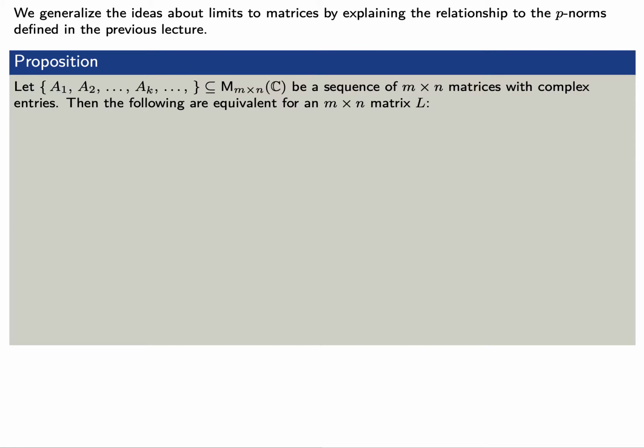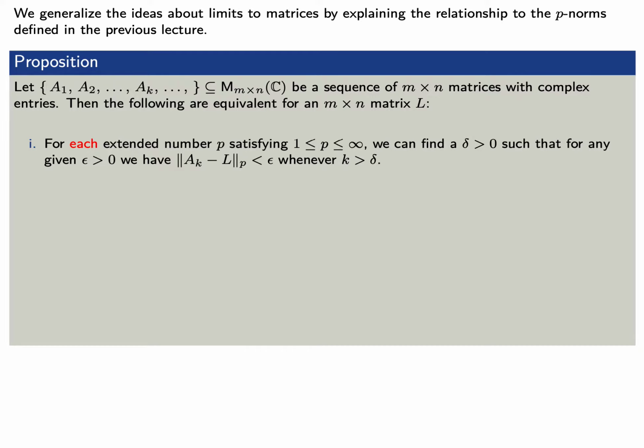We're going to generalize these ideas to limits for matrices by explaining the relationship to p-norms. Say that we have a sequence of matrices we'll call A sub k. Then the following three are equivalent for an m by n matrix L. First, for every extended real number p between 1 and infinity, we can find a delta such that, given a positive epsilon, the p-norm of A sub k minus L is less than epsilon whenever k is greater than delta.